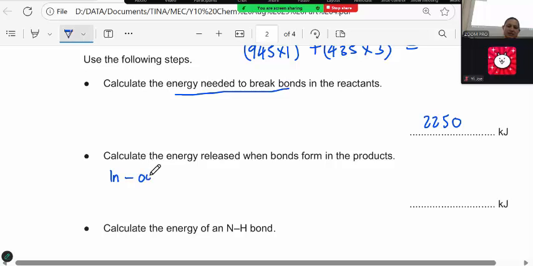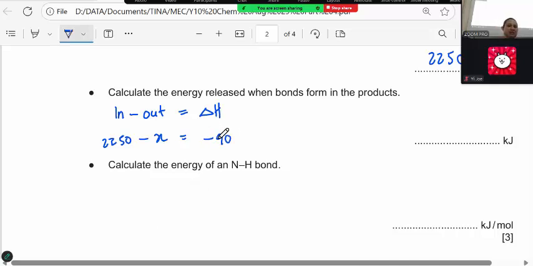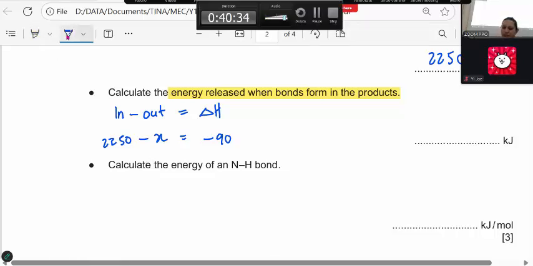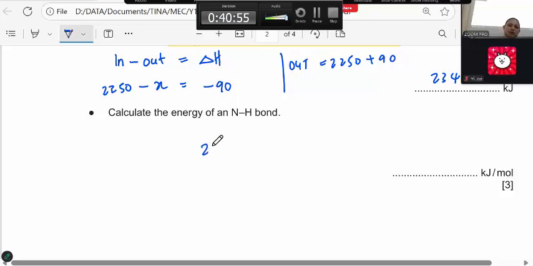Here, energy in minus energy out equals enthalpy change. In is 2250. Out, you don't know, that's what you're looking for. But the enthalpy change is how much? Negative 90. Your positive and negative must be very careful. Energy out is basically energy released when bonds are formed. That's what we call energy out. So how much is the energy out? It's 2250 plus 90. So you get 2340. Now 2340 is how many NH bonds? 6. So NH bond is 2340 divided by 6. So you get 390.